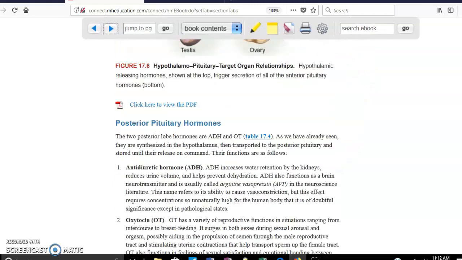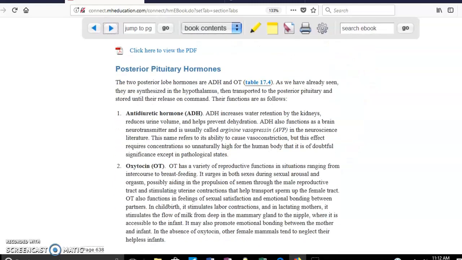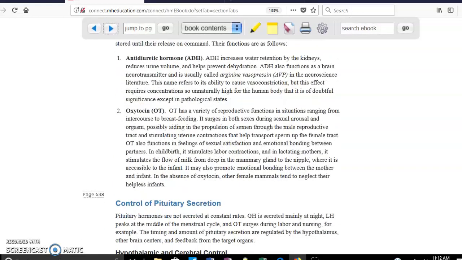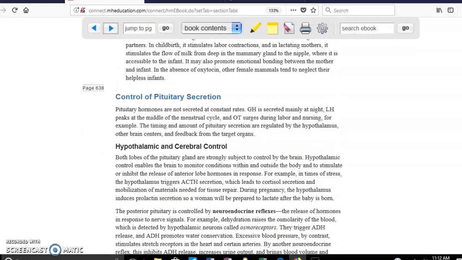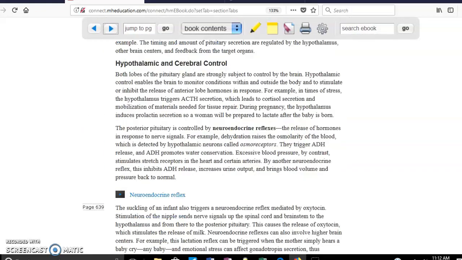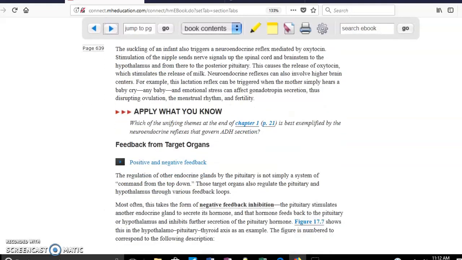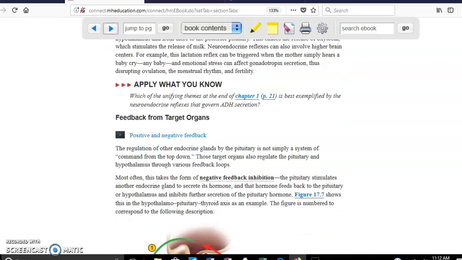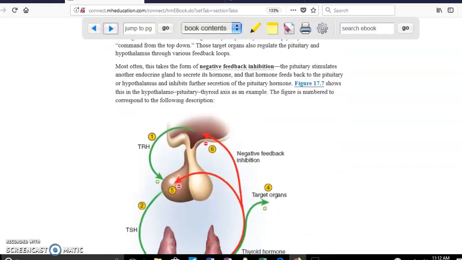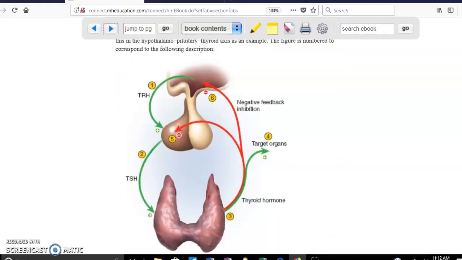So we keep scrolling down. Posterior pituitary, we have the antidiuretic hormone and oxytocin. We already mentioned that. Control of pituitary secretion, obviously that is done by your brain. What part of your brain in particular? It is going to be the hypothalamus. We said the hypothalamus controls everything in your body with respect to hormones, and how the target organs, in this case the other glands, are going to respond to that. Most of the time that is done with a negative feedback.